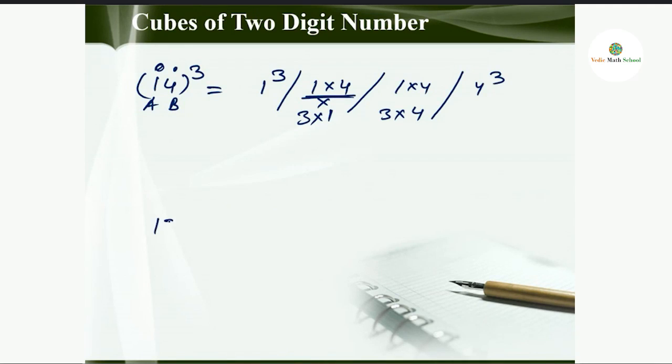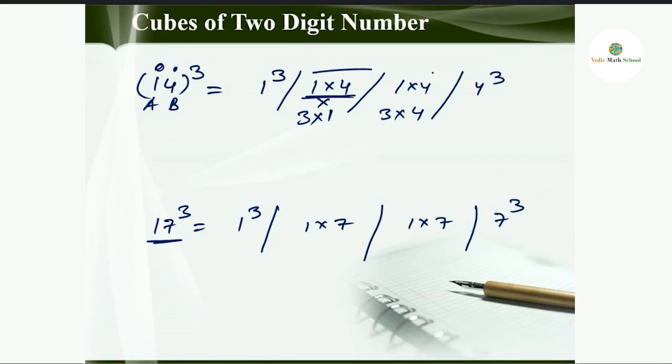Suppose the number is 17 cube. So here also I'm going to do the same thing. Okay. The first thing is 1 cube, then 1 into 7, then again 1 into 7, and then again 7 cube. Can you relate this? Same thing, 1 cube, 7 cube, 1 into 7, 1 into 7. Here we have the numbers 1 and 7, A and B. So I write down 1 into 7.